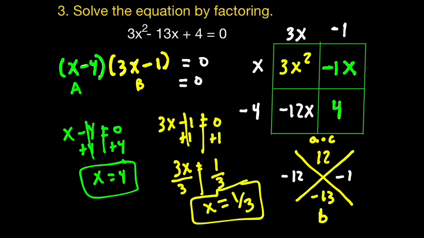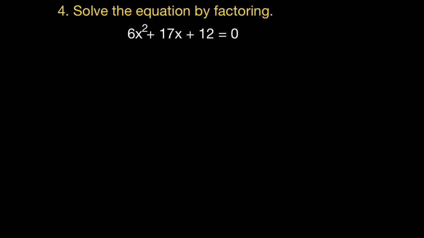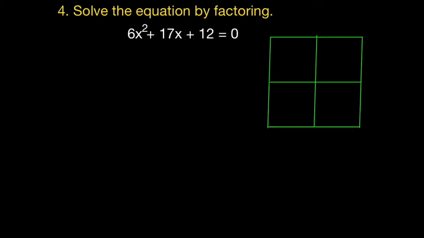Let's continue with another similar example. Example 4, solve the equation by factoring. Just like in example number 3, we're in a similar scenario where the leading coefficient is not 1. Here we have a 6, and the only thing that we can factor out of this trinomial is a 1. Therefore, I'll use the box method to find the factors that will multiply into this trinomial.